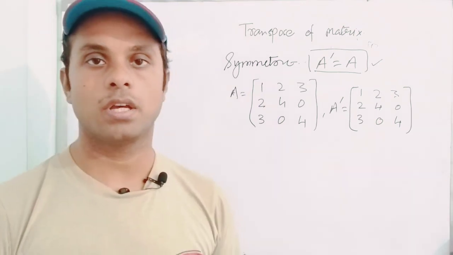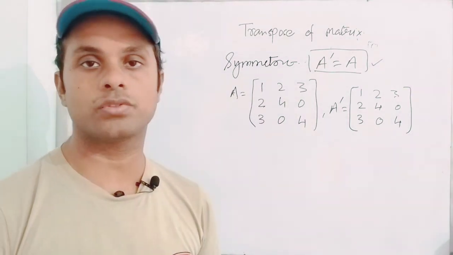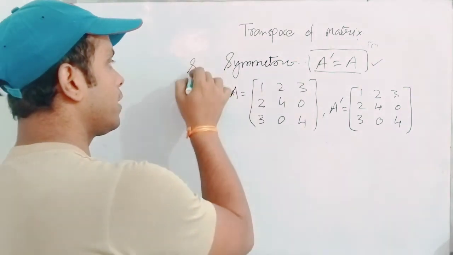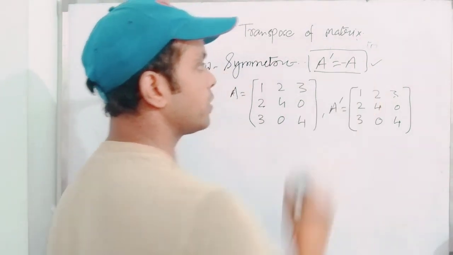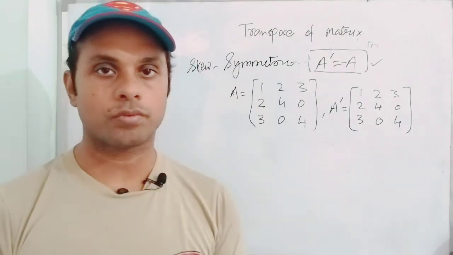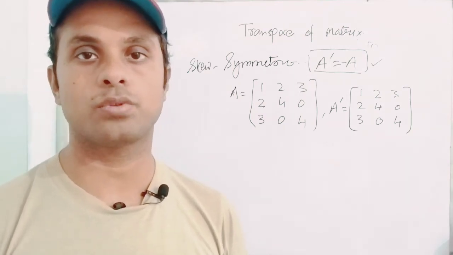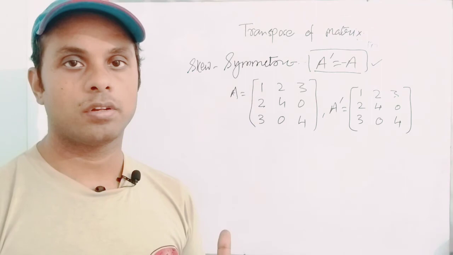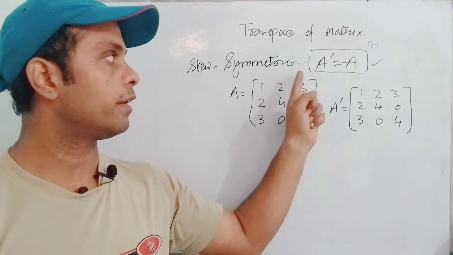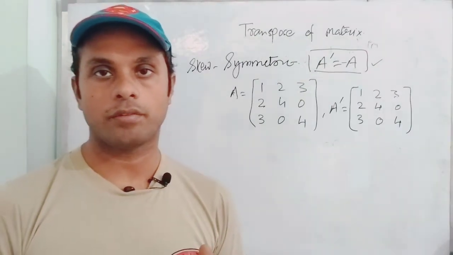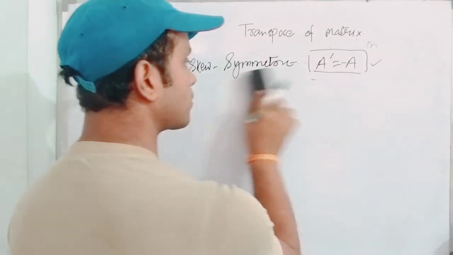Now next is skew-symmetric matrix. What is the condition of a matrix to be skew-symmetric? So condition of skew-symmetric matrix is just A transpose is negative of A. What was symmetric matrix? Symmetric matrix was A transpose must be equal to A only. But now for the skew-symmetric matrix, condition is A transpose equals negative of A. Okay, now we will verify this condition also. So I give you another example.